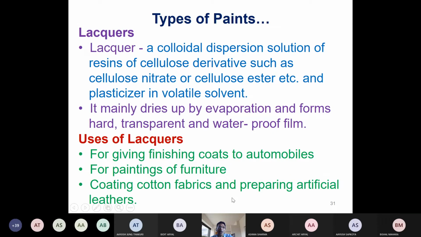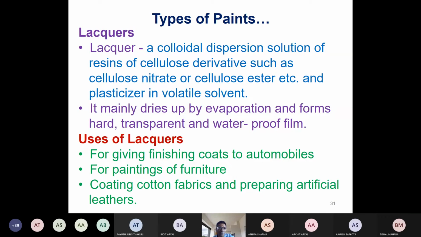And named lacquer, not familiar with this paint. And lacquer is a dispersion of resin or cellulose derivatives such as cellulose nitrate or cellulose ester and plasticizer in volatile solvent. When these chemicals are mixed in volatile solvent, then that forms lacquer. It mainly dries by evaporation and forms hard, transparent, and waterproof film.